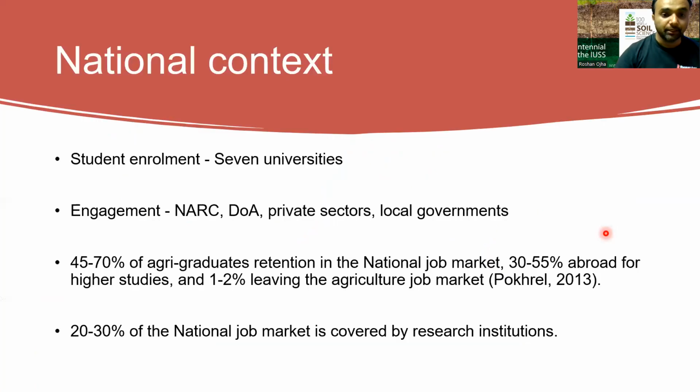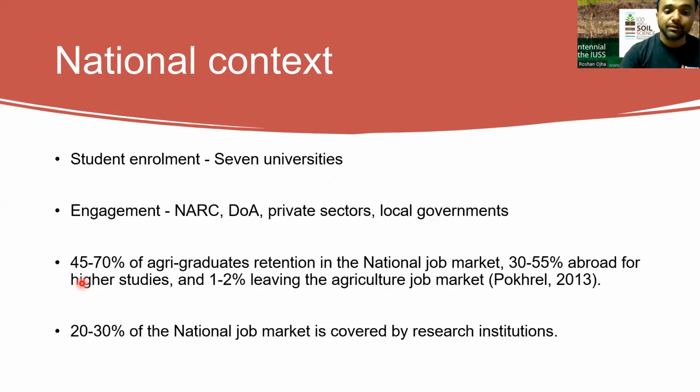developing countries. So talking about Nepal, we have 7 universities with more than 1,200 undergrad and around 500 postgrad students coming to the national agriculture job market annually. The major areas of engagement are the Nepal Agriculture Research Council, which is one of the apex research bodies in Nepal, and the Department of Agriculture, one of the line institutions of the ministry that provides regulatory and extension services. Several private sectors and different local governments also hire agriculture graduates at the municipality level, along with several other NGOs and INGOs.